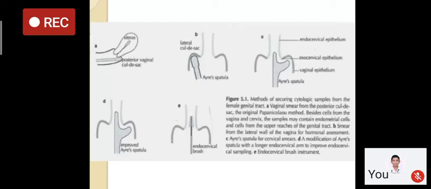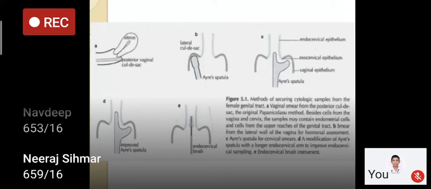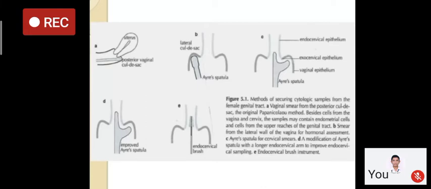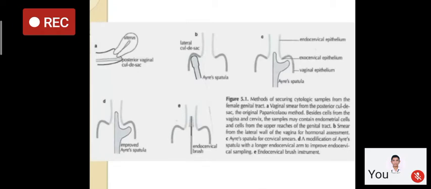Then we introduce the endocervical brush inside the endocervical canal, rotate it by 180 degrees, and make another smear on the same slide. So in figures C and D, the longer lip of the Ayer spatula goes inside the cervical canal and takes the sample from the transformation zone, and a smear is made on the slide. Then the endocervical brush is introduced inside the canal and another smear is made on the same slide, and then without drying it is put in the fixative.